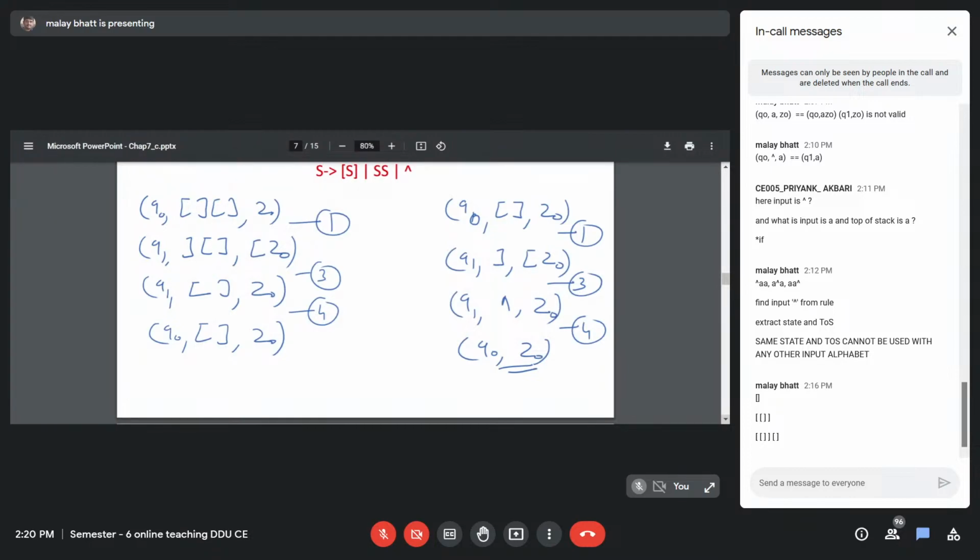Q0 will convert to Q1. We'll push the opening bracket on the stack. So it is Q1, closing bracket, and then opening bracket Z0. Again, it is a pop operation. We'll match the closing bracket with the opening bracket. So it is Q1, null, and Z0. Now Q0 is the accepting state, so from Q1 we'll go to Q0, Z0.